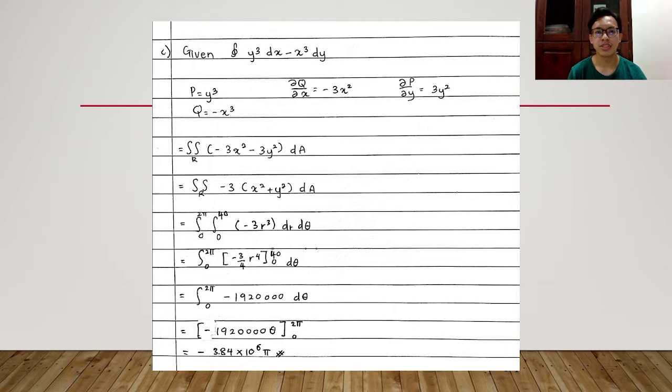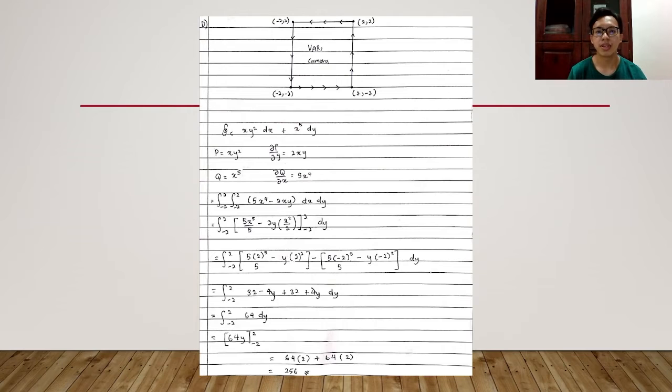For the integral over C of y cubed dx minus x cubed dy, P equals y cubed, Q equals negative x cubed. We will need to find delta Q per delta x and delta P per delta y. After that, we will replace the dA with dr d theta, and x and y we will replace with r cubed. The final answer, after multiplying with 192, we will get the value of negative 3.84 times 10 to the power 6 pi.